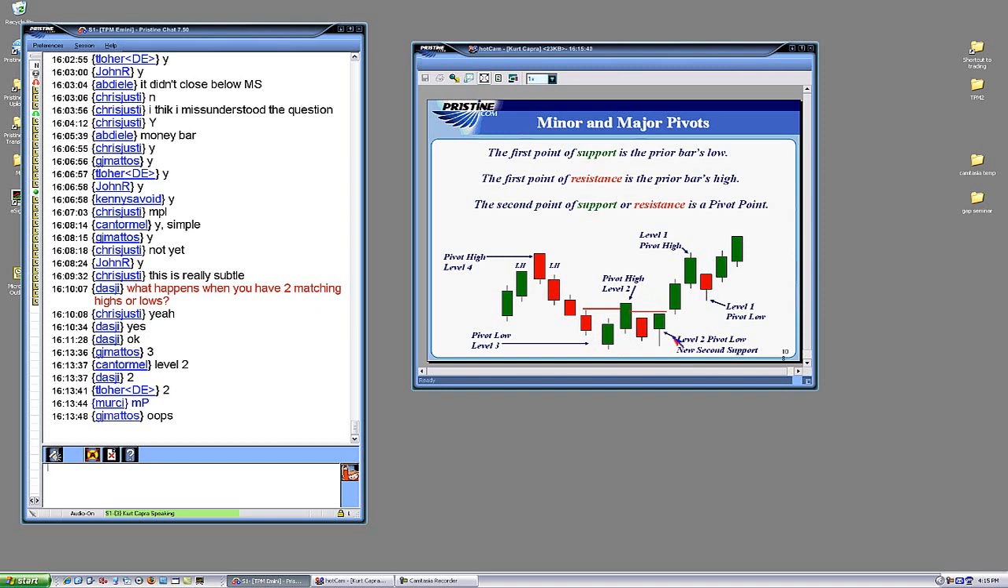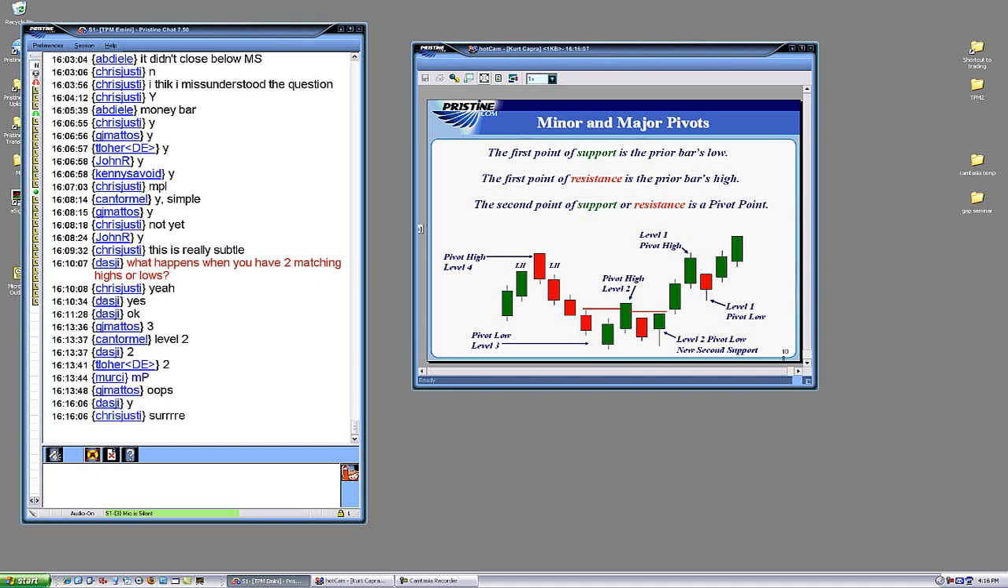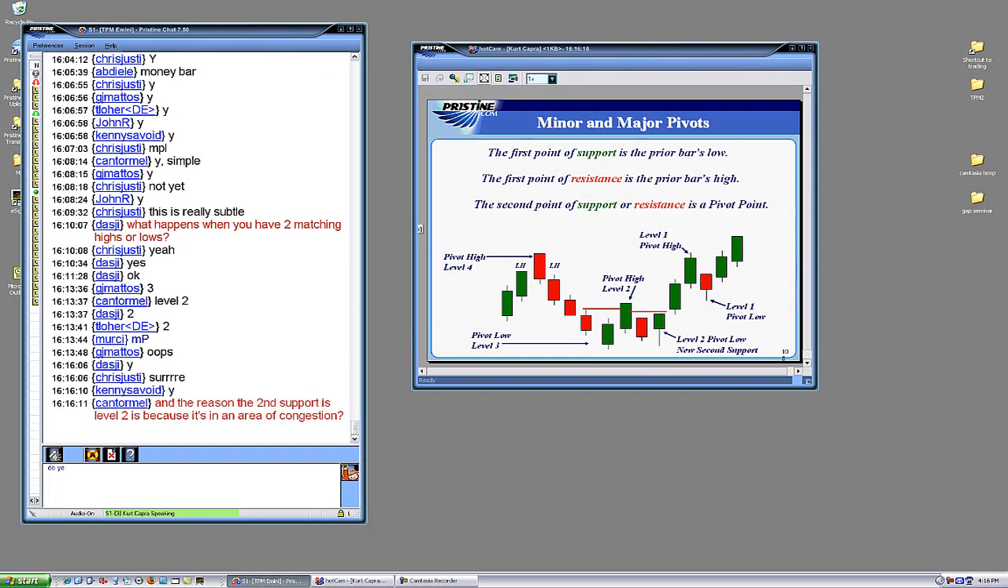Then a level 2 pivot low. Here we have our level 1 pivots. We've got 2 lower high bars to the left and 1 to the right. Then our level 1 pivot low. We've got 1 higher low to the left, 2 higher low bars to the right. Simple enough? Everyone on the same page? Yep, good. Oh, great.